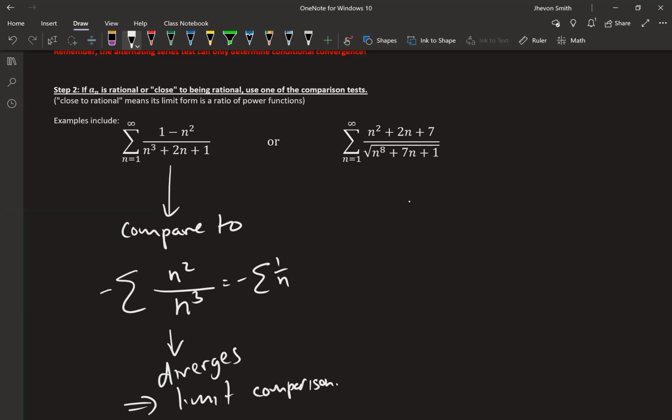So I see this, and within a few seconds, you should be able to tell, oh, I'm going to do a limit comparison with the harmonic series. Why would you do it with the harmonic series? Again, you would focus on the highest powers.